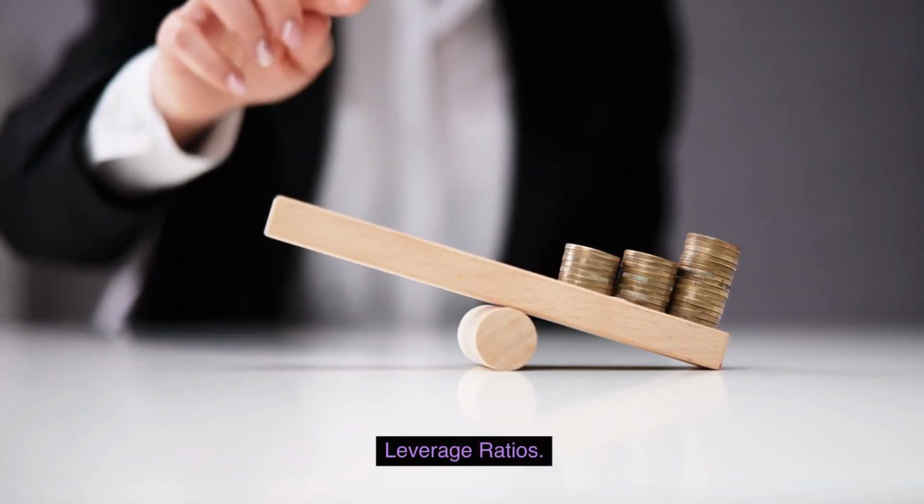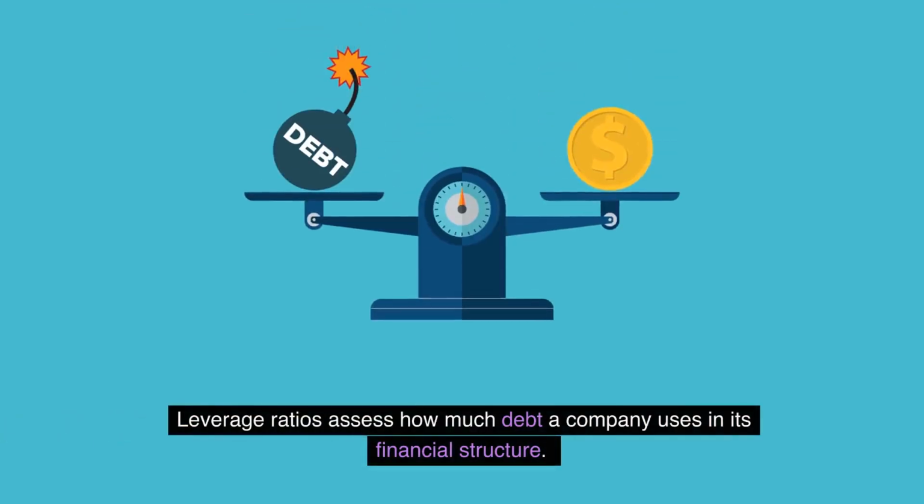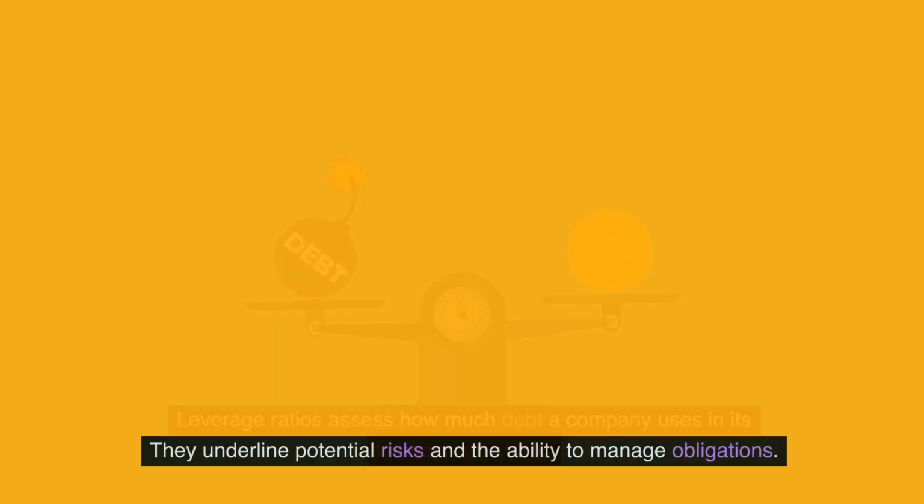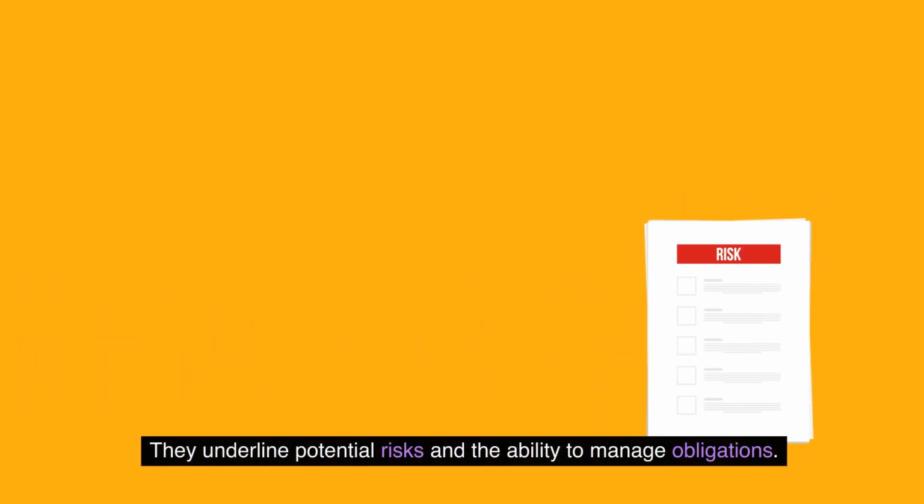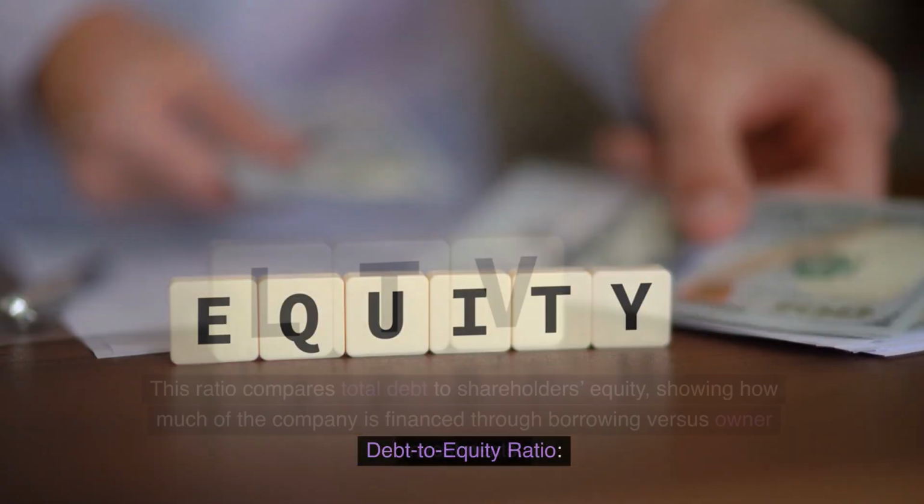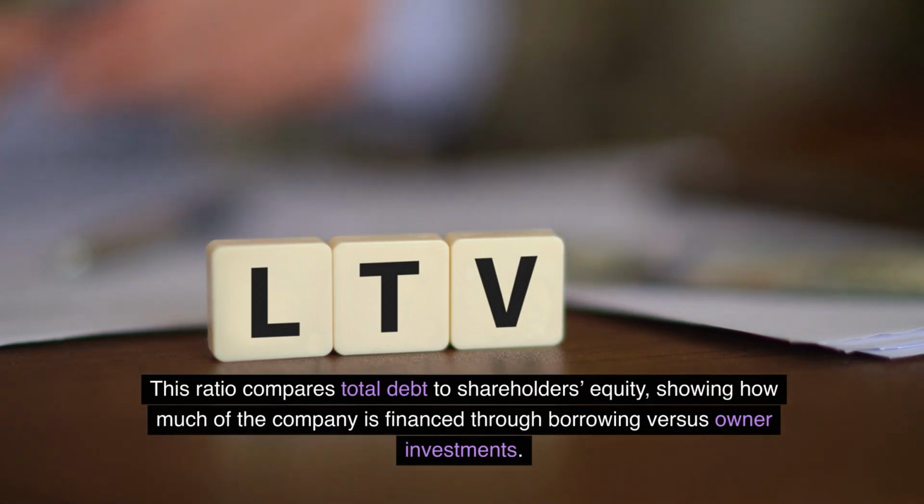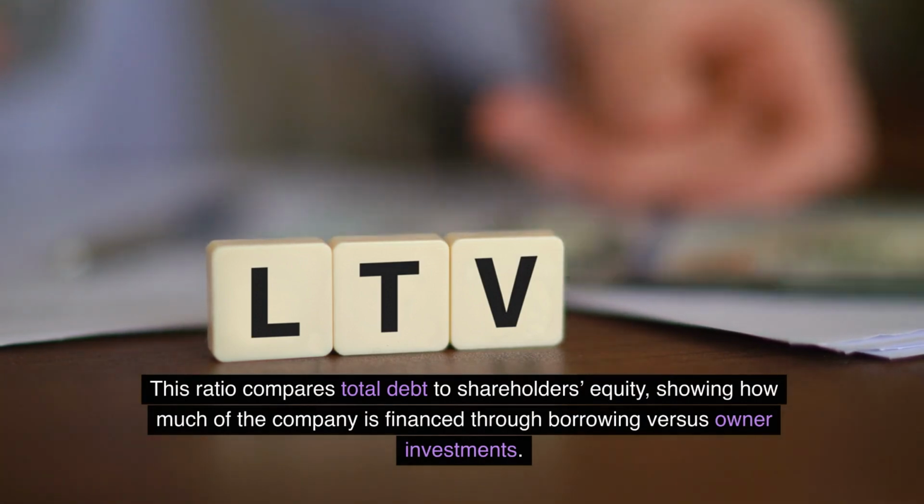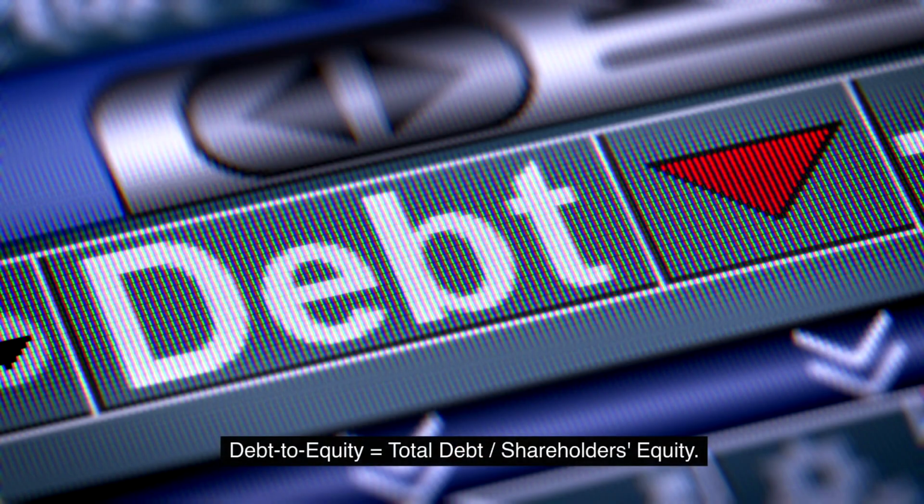Leverage ratios. Leverage ratios assess how much debt a company uses in its financial structure. They underline potential risks and the ability to manage obligations. Debt to equity ratio. This ratio compares total debt to shareholders' equity, showing how much of the company is financed through borrowing versus owner investments. Formula. Debt to equity equals total debt divided by shareholders' equity.